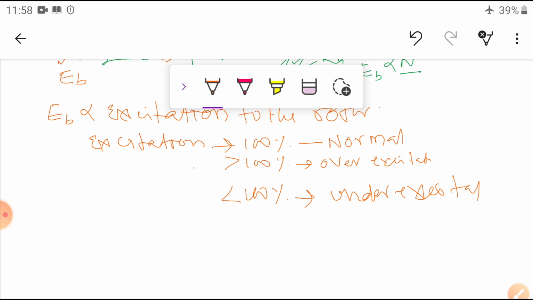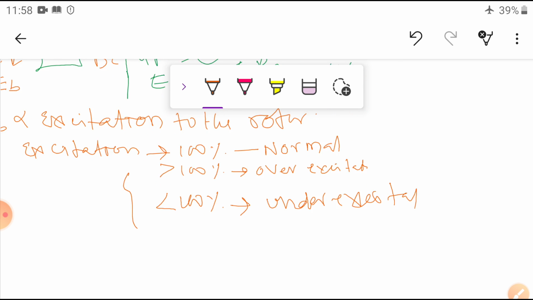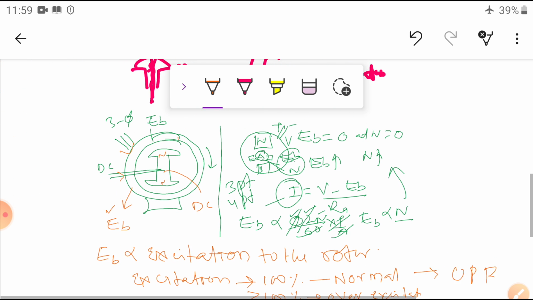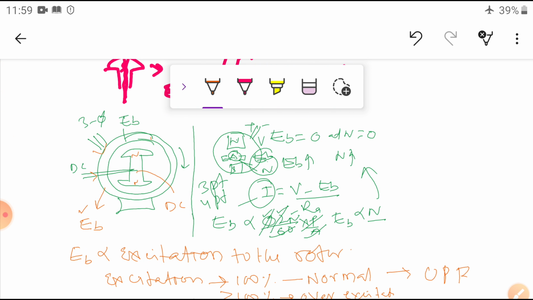So what is the benefit of this, sir? Here 100% is given, so the motor works at UPF, unity power factor. That means whenever the DC supply magnitude changes, the current drawn from the three-phase supply, called the armature current, is drawn at unity power factor, lagging power factor or leading power factor. You can see the beauty of this.